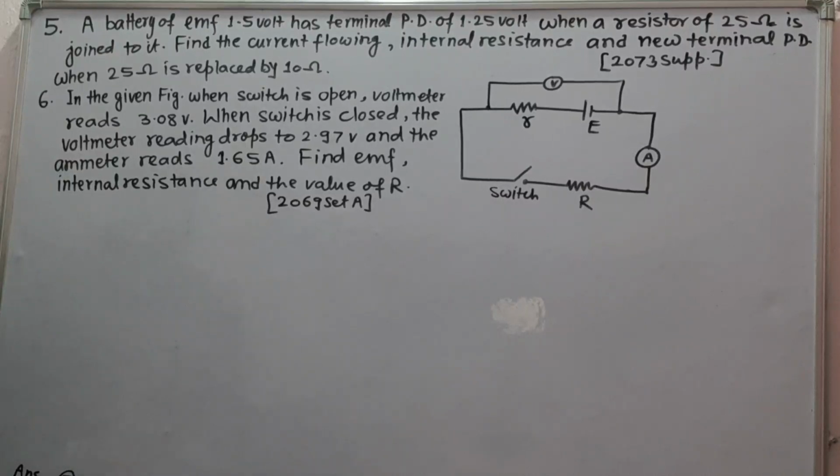Next question number 5. The question is, a battery of EMF 1.5 volt has terminal potential difference of 1.25 volt when a resistance of 25 ohm is joined to it. Find the current flowing, internal resistance and new terminal PD when 25 ohm is replaced by 10 ohm.